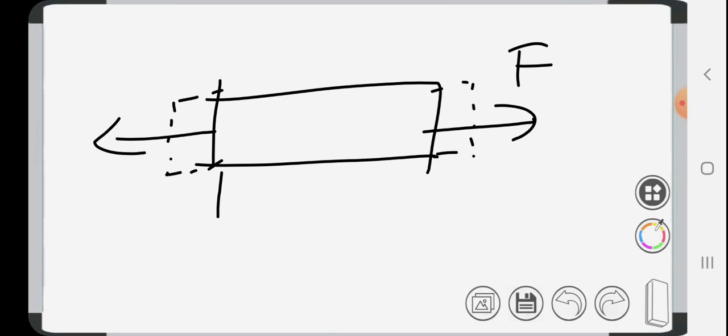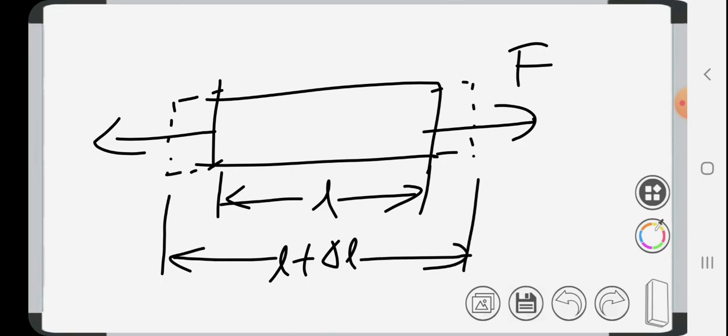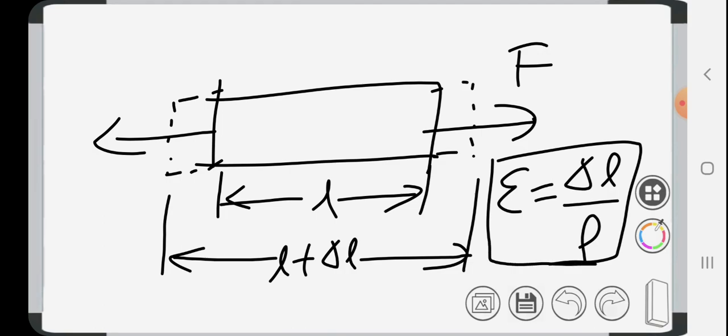Initially it was of length L, and after the application of the force, the length of that rod becomes L plus delta L. So there is a change in dimension, that is, a kind of deformation is taking place. So we have strain epsilon equal to delta L by L.